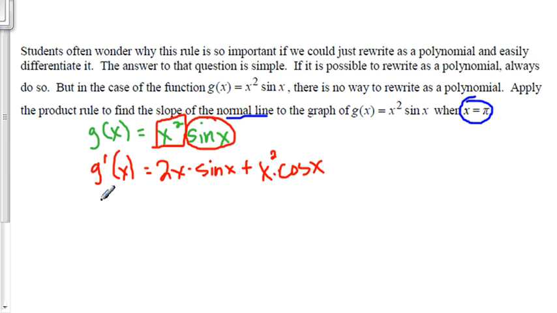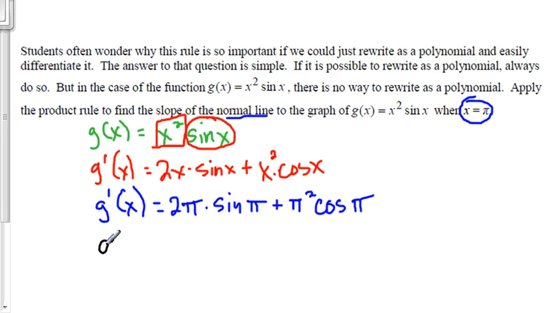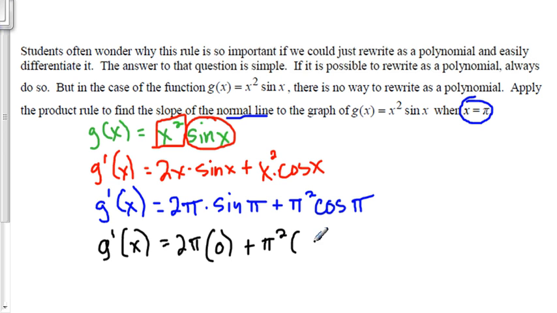So every place I see an x, I'm going to substitute in pi. So what do I have here? I have 2 pi times sine of pi, that's 180. So we know the sine at 180, the y value, is 0, plus pi squared, and then the cosine of pi, which is at 180, and the cosine is the x value, so that's going to be negative 1. So the derivative equals negative pi squared.